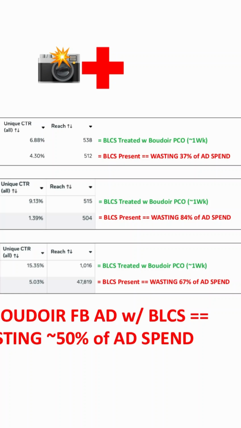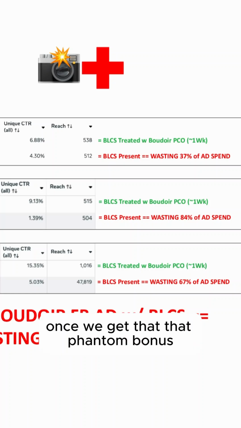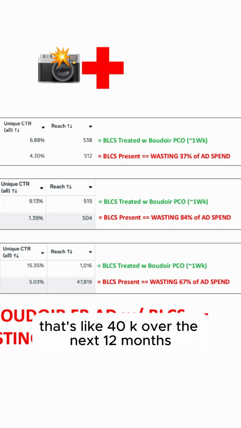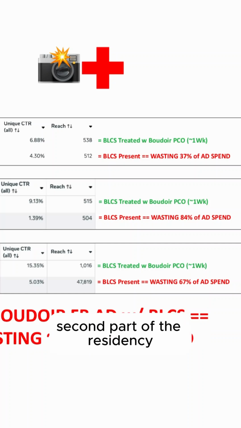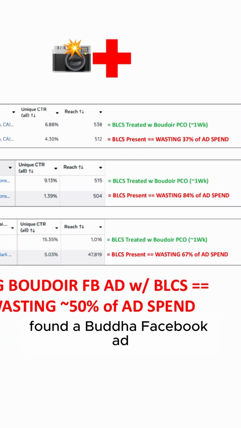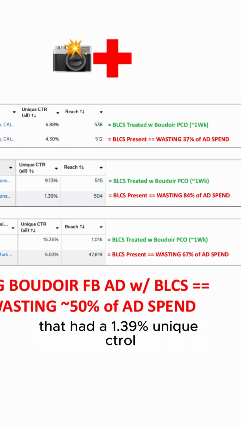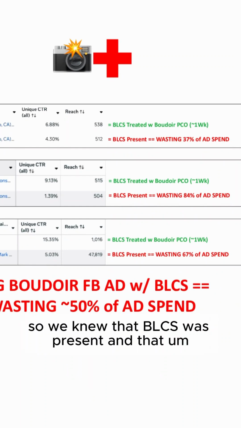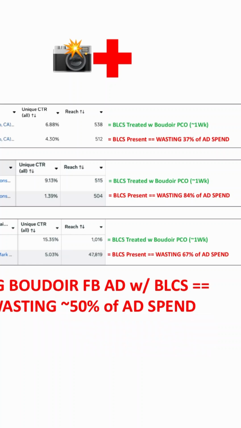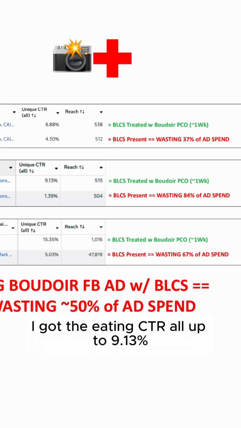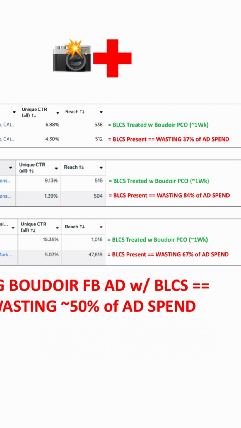Once we get that phantom bonus, what's that, like 40K over the next 12 months? I mean, dude, that's huge. Second part of the residency, found a Boudoir Facebook ad that had 1.39% unique CTR. So we knew that BLCS was present, and decided to duplicate it and treat it with Boudoir Pico. Takes about a week. I got the unique CTR up to 9.13%.